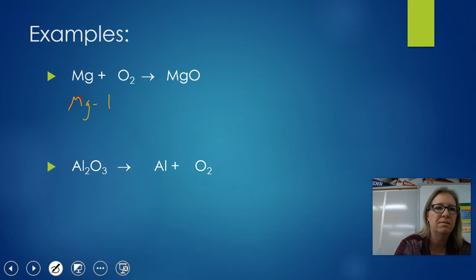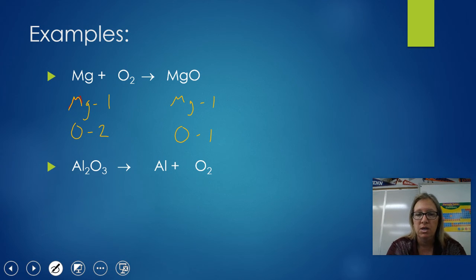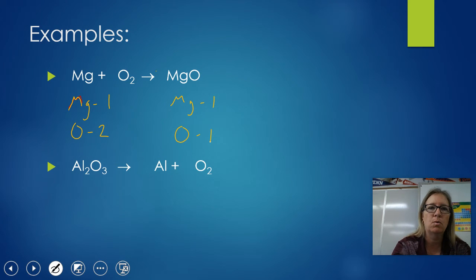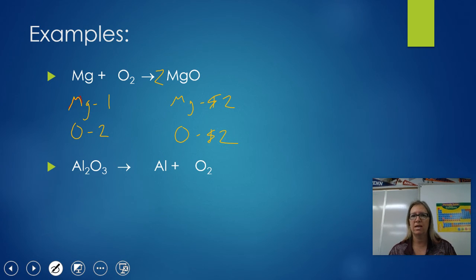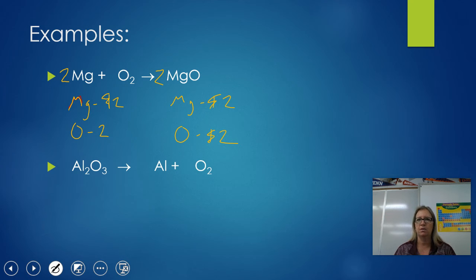I have 1 magnesium, and I have 2 oxygen. On this side, I have 1 magnesium, and I have 1 oxygen, okay? So it says to do the oxygen and hydrogen last, but our magnesium is already balanced, so I have to deal with the oxygen. So I'm going to put a 2 right there, but now that gives me 2 magnesium, but my oxygen is balanced, so that's good, okay? So I have to come back to this side and put a 2 in front of that one as well to make sure those are balanced. And that's it, now that's a balanced equation, okay?